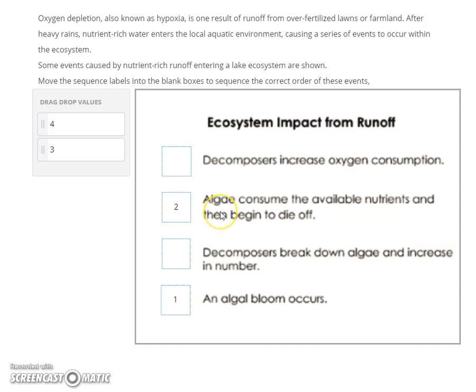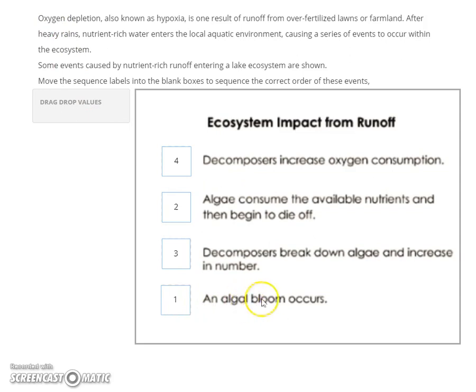Now, with a pond or a stream or a lake full of dead algae, the next thing that happens is that decomposers are going to take over and they're going to start breaking down the algae. Now, decomposers, just like many other organisms, they use oxygen to survive. Because they're not photosynthesizers, they don't make oxygen, but they use it in order to survive. So decomposers increase their oxygen consumption, and that's the last step that leads to hypoxia, which means low oxygen levels.